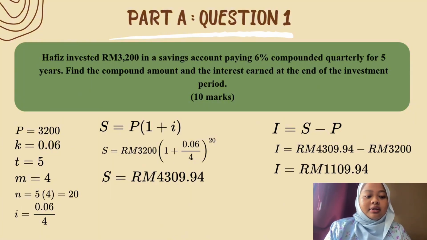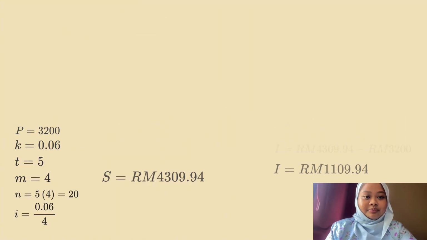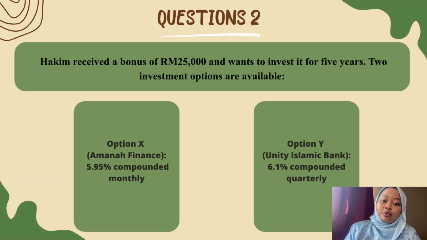I equals RM 4,309.94 minus RM 3,200. So the answer is I is RM 1,109.94. So let's move to question 2.